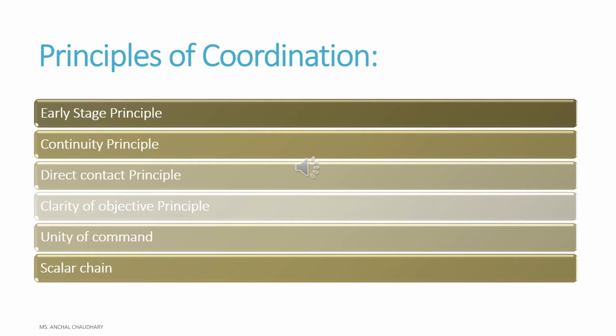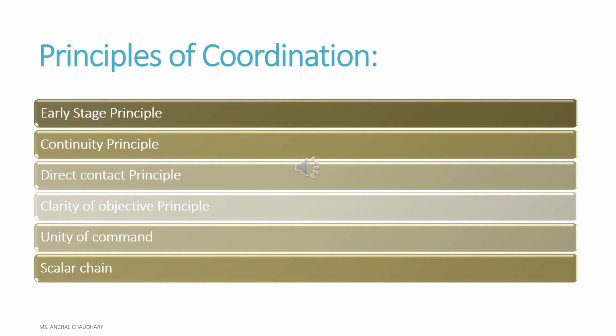Next is the clarity of objective principle. The objective of the organization should be clearly stated to each and every employee and also to each and every department. Thus, there should not be any doubt regarding the objective of the organization, so that will automatically help in achieving the objectives quickly and easily.